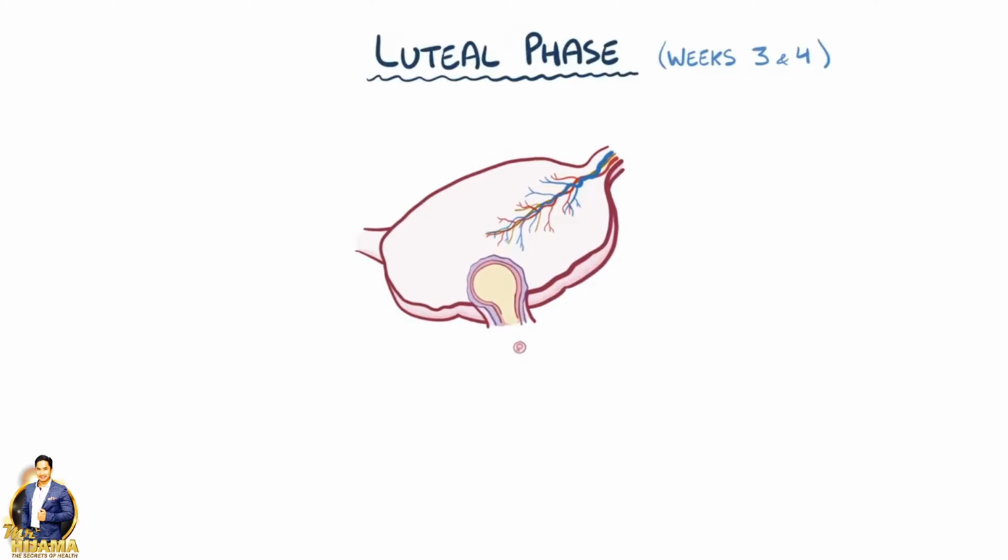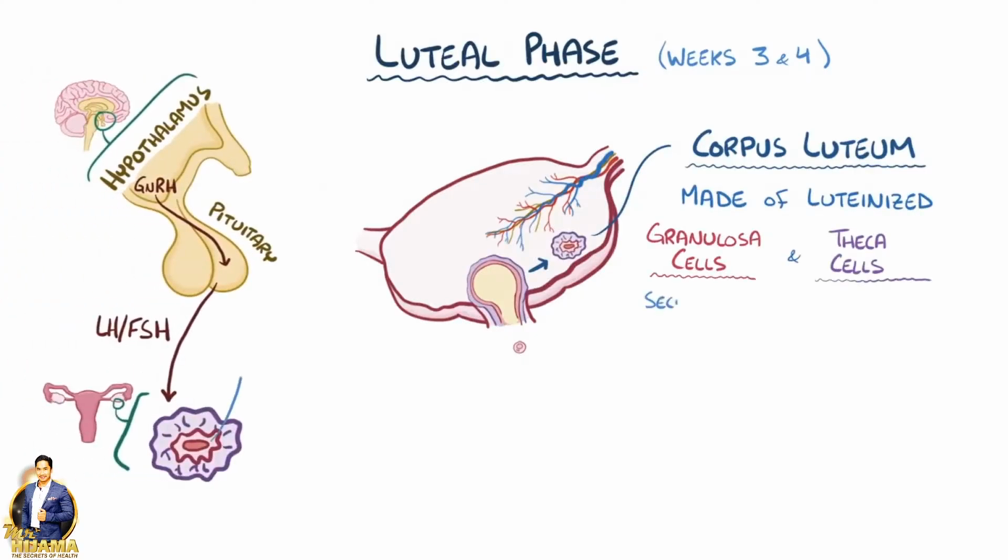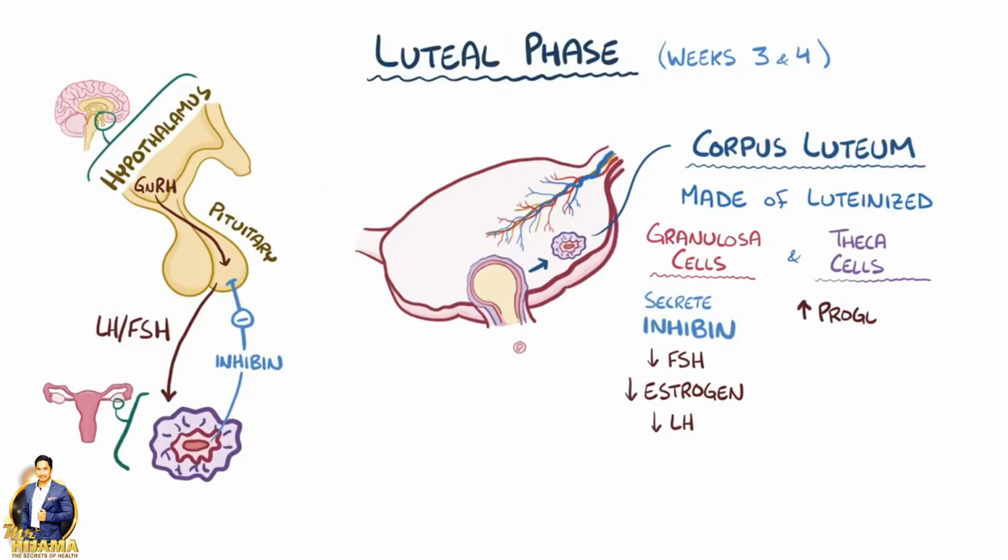Right after ovulation, while the LH levels are still high, the remains of the follicle turn into the corpus luteum, which is made up of luteinized granulosa and theca cells. Luteinized granulosa cells secrete inhibin, which inhibits the pituitary gland from making FSH. Without FSH, estrogen levels fall, and the amount of LH goes back to the level before ovulation. Luteinized theca cells respond to the low LH concentrations after ovulation by producing more progesterone. So, overall, this means that progesterone surpasses estrogen as the dominant hormone during the luteal phase of the menstrual cycle.